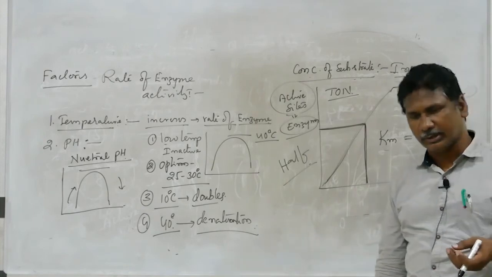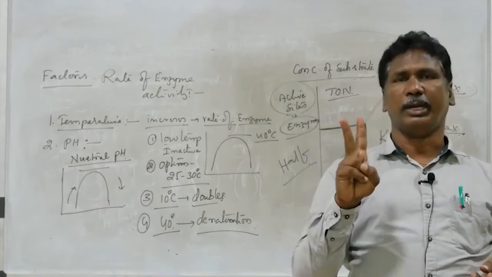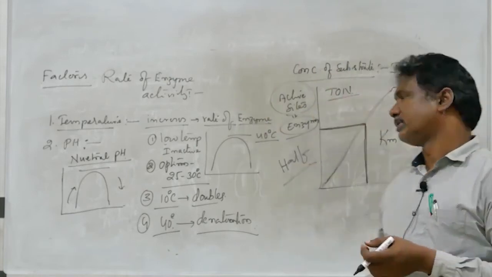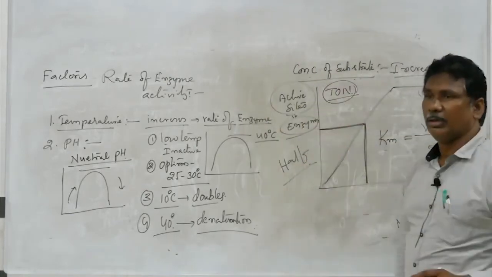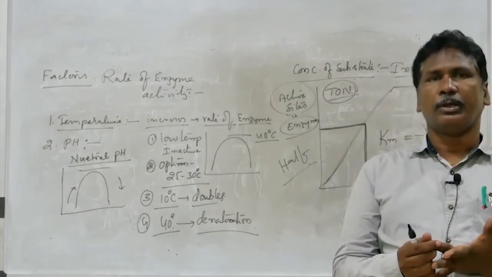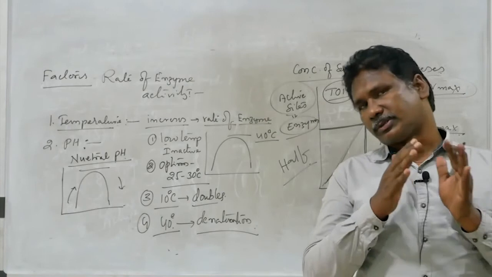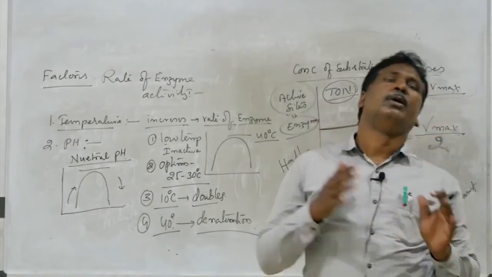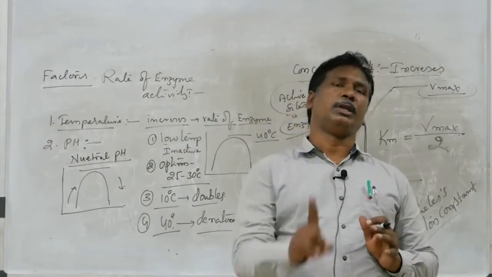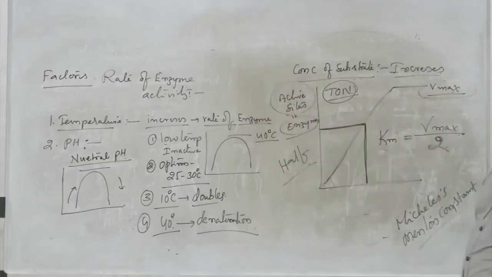Turnover number means the number of substrate molecules that one enzyme molecule, or 1 mole of enzyme, converts into products within 1 minute. So the turnover number of the enzyme is the number of substrate molecules converted into products with the help of 1 mole of the enzyme within 1 minute.